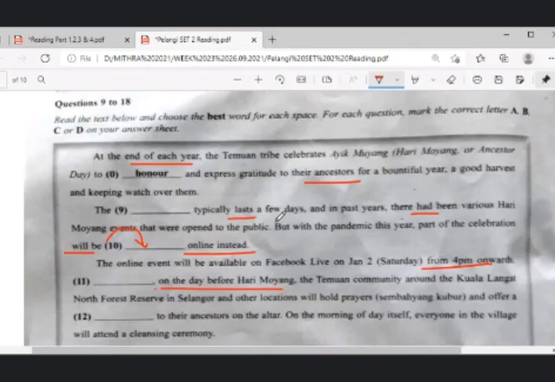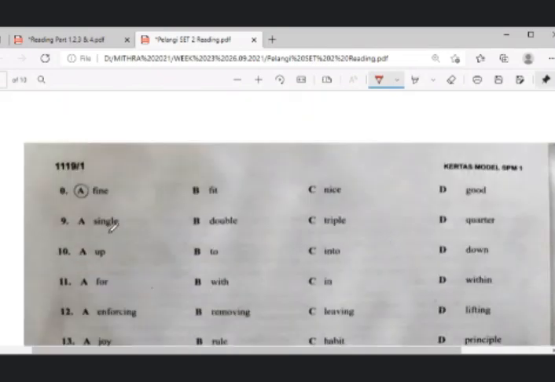So what do you think the answer? What do you think the answer? விடை வந்துட்டு இங்க என்ன கொடுத்திருக்காங்க? Single, double?